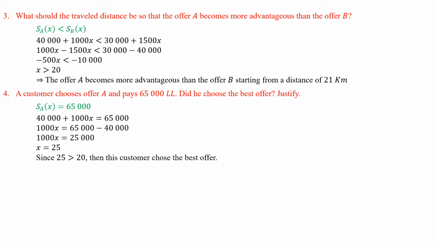Since 25 is greater than 20, and we know that the offer A becomes more advantageous than the offer B starting from a distance of 21 kilometers, 25 is greater than 20, then this customer chose the best offer.